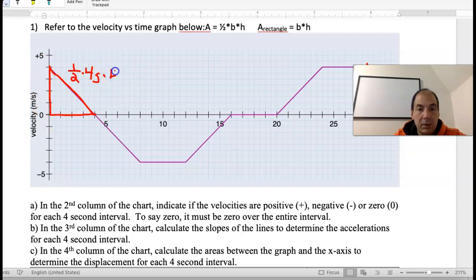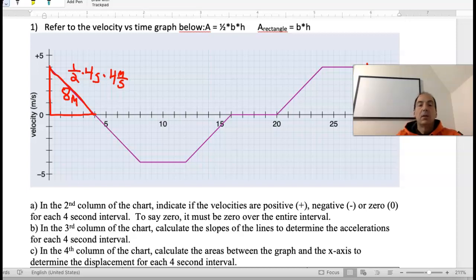Now again, I'm going to put in the units here to emphasize where we're going with this. So we have 1/2 times 4 times 4. Okay, so 1/2 of 4 is 2, times 4 is 8. So the area here is 8. And in terms of units, seconds times meters per second, well, the seconds are going to cancel out. We're going to be left with meters. Well, that makes sense because we said that the area would be a displacement. So we know that in this time interval, this object has moved 8 meters from wherever it started.